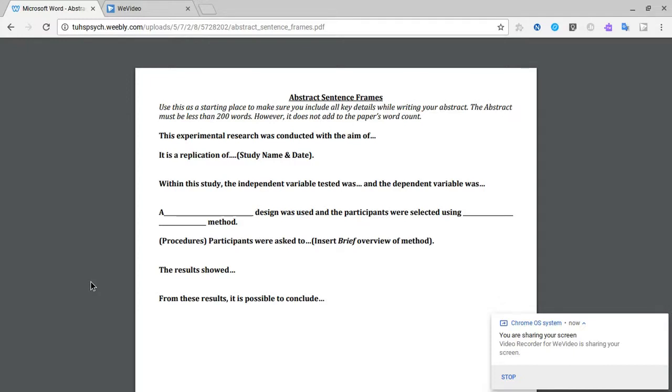Remember, this is a section that's only 200 words in total, so this should be 1 or 2 sentences that describe this. State briefly what your results were, and then draw a conclusion that answers the aim of your research study. What was the actual results of your study?